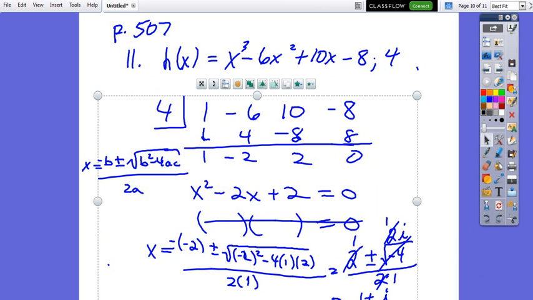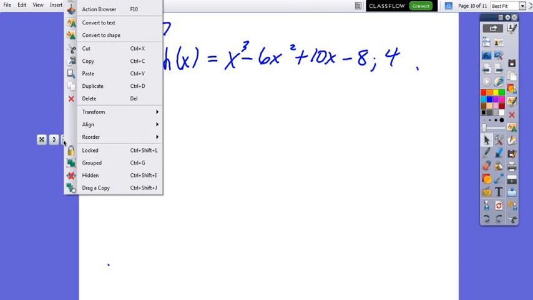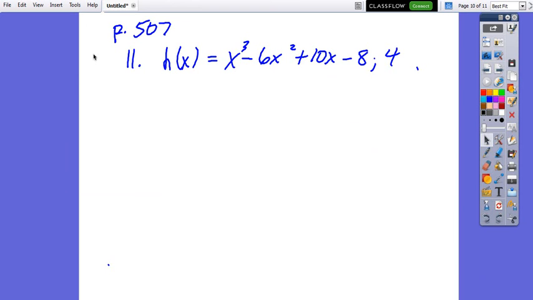All right, let's start over with this thing. Okay, so this actually comes from page 507 in your book, number 11. What we're doing here is we are giving one of the roots of this polynomial function. And how many roots will this function have? It'll have 3 roots. So, they give us one of the roots. The one they give us is 4.